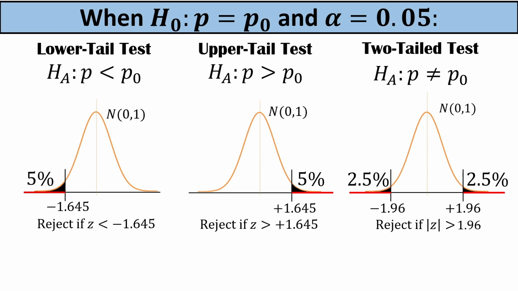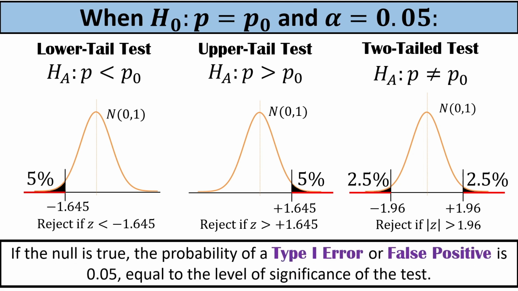Now the point to make here is if the null hypothesis is true, in all three cases, the probability that we will reject the null hypothesis is 5%. In other words, the probability that our test statistic will be in the red zone in all three cases is 5%. So in other words, the probability of a type 1 error or a false positive is equal to the level of significance of the test. And so we control the probability of a type 1 error.